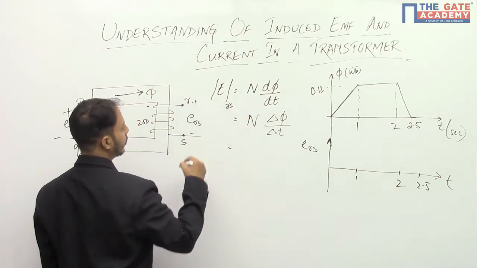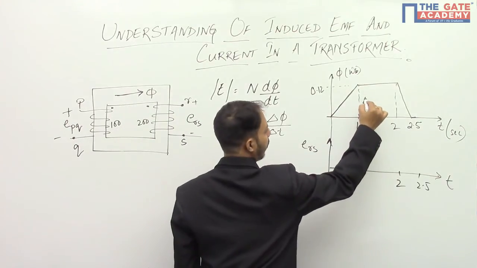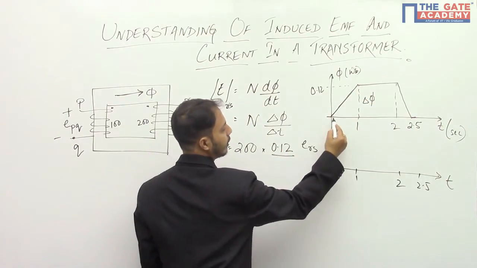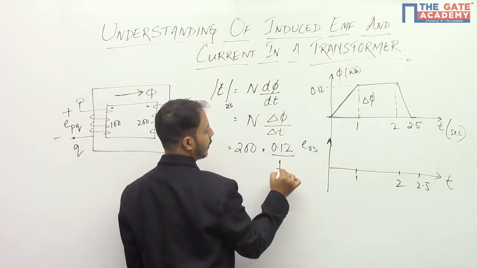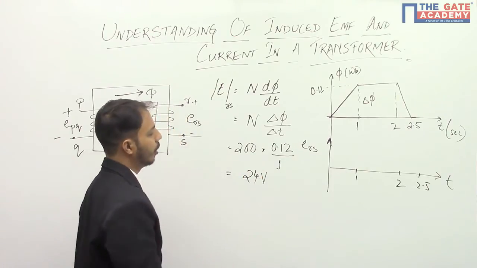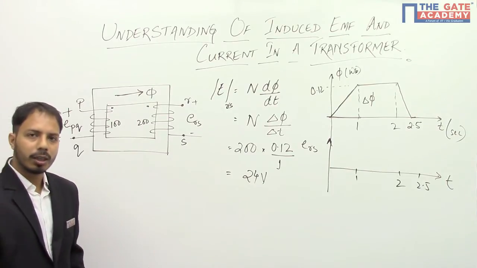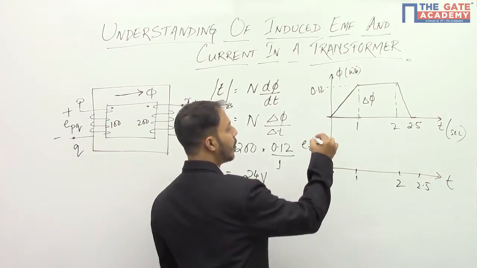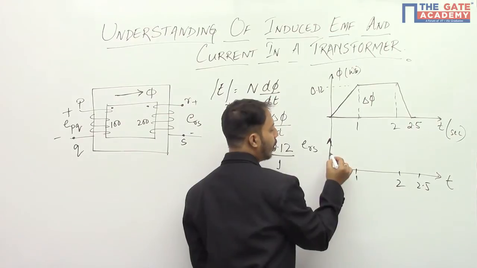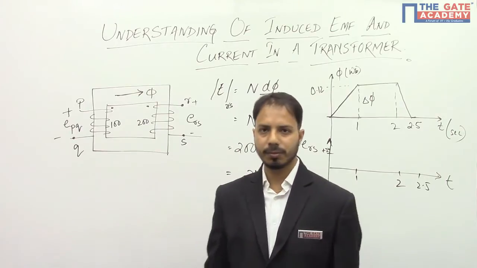So number of turns is 200 for ERS, and this del phi is 0.12, and this is 1 second. So this will give me 24 volts. So we know that the ERS magnitude is 24 volts. Now the actual question is, if my flux is increasing in this particular positive direction, will my ERS be plus 24 or minus 24? This is the real question.